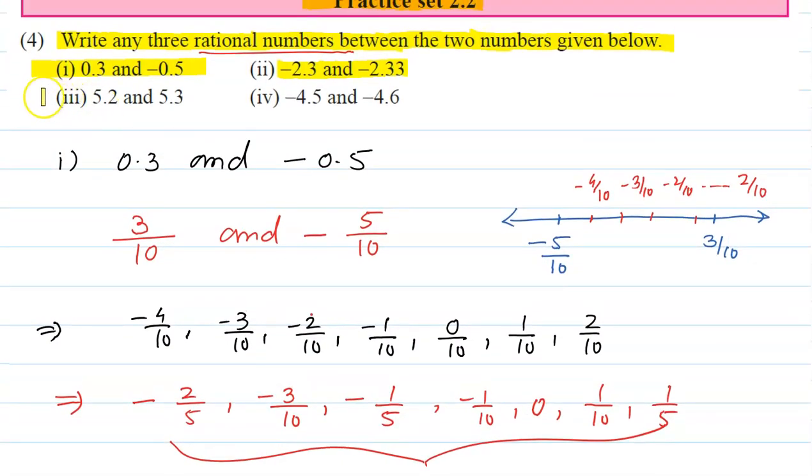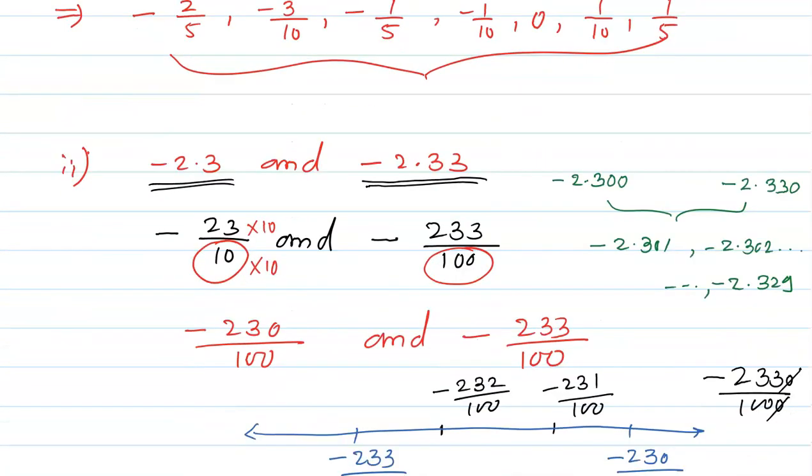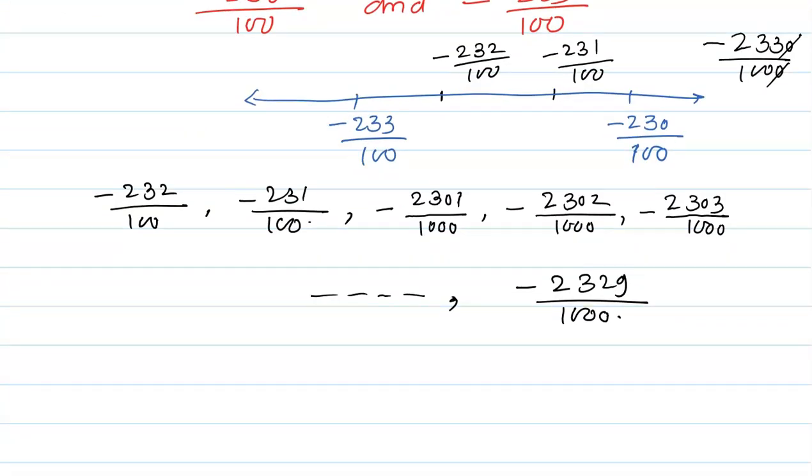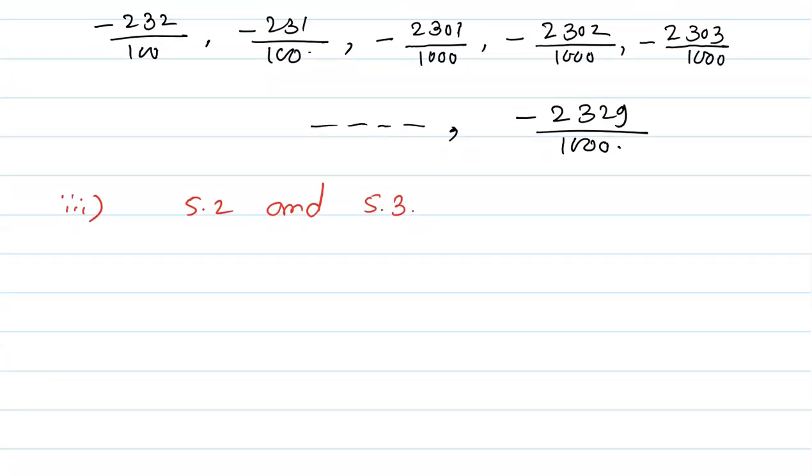Third sub question, we have 5.2 and 5.3. So I am writing now, we have to write any 3 rationals between 5.2 and 5.3. Once you convert those decimals into rationals, we get 52 divided by 10, because after one place we have the decimal, and 5.3 means 53 divided by 10. So after 52, the next successive unit, with denominator 10, is 53 divided by 10.